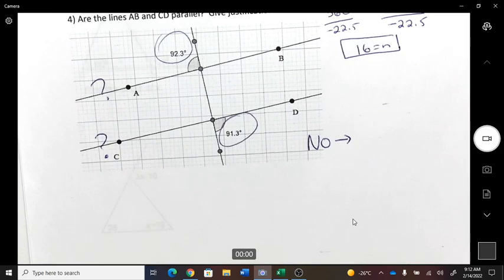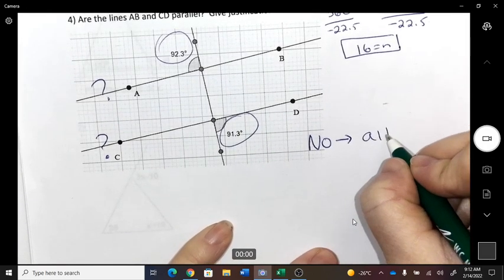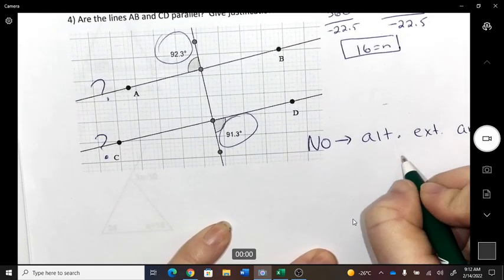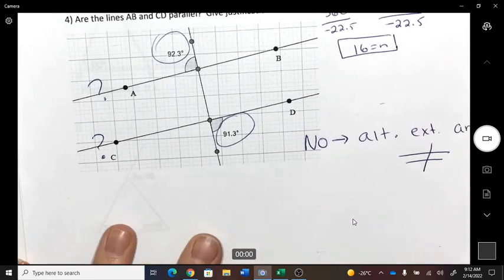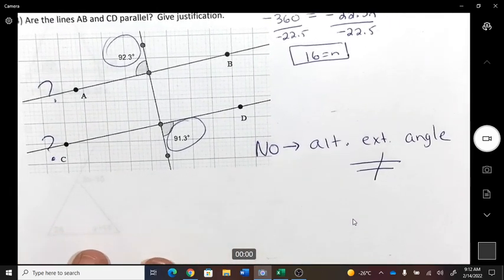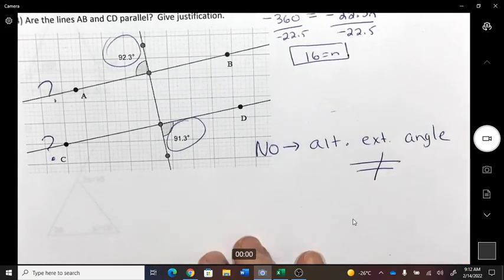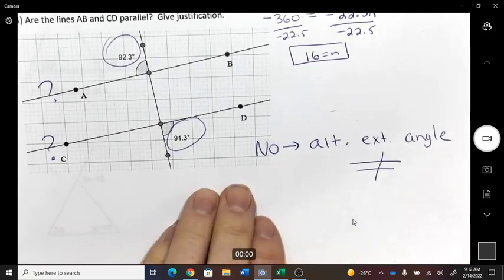And this is a terminology thing. Alternating exterior angles are not equal. So therefore those are not parallel. Okay, so on your test, I for sure put a question like this on there. Are they parallel? Yes or no? And then when I want your reason, I want your terminology stuff. Okay?